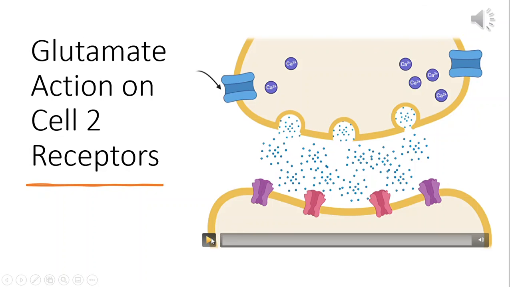Up top, we have the first neuron, or neuron A. This neuron has already passed an action potential and is now releasing neurotransmitters into the synaptic cleft, or the space between the first and second neurons. These neurotransmitters are glutamate, one of the main excitatory neurotransmitters, and they're represented by these blue dots.